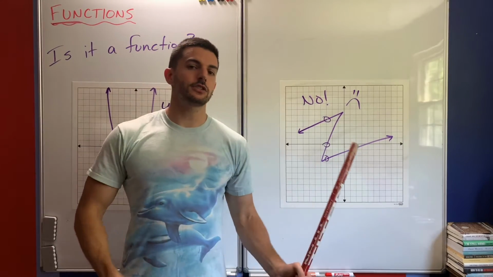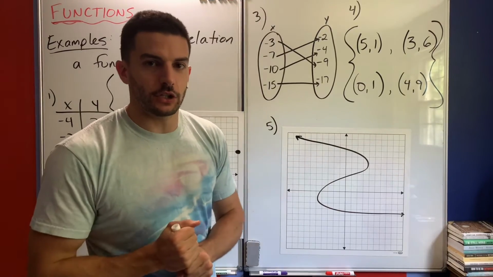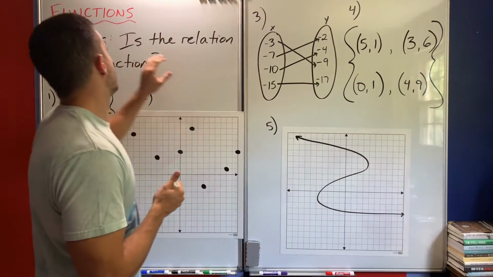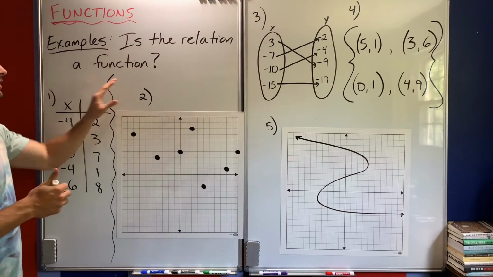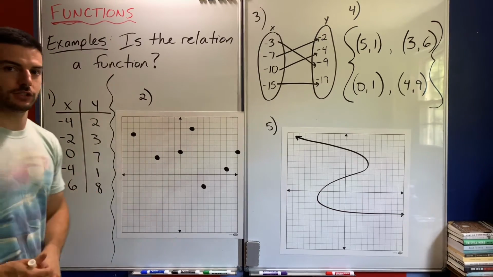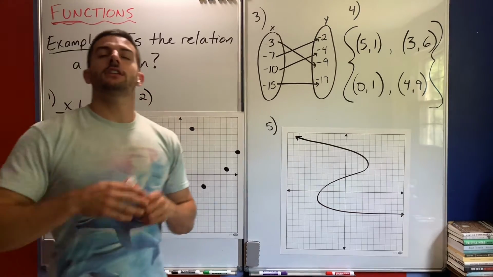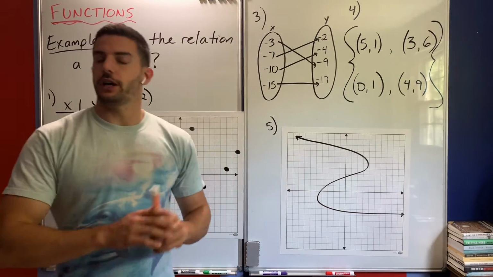So I hope that makes sense. Let's just do a few more examples just to make sure we got it, and that'll be it. Okay, guys, our last thing here, we are answering, is the relation a function for these 5 different relations? It's just a yes or no thing. And again, remember, the big thing is, does it have a repeating x value? Again, we don't want that.